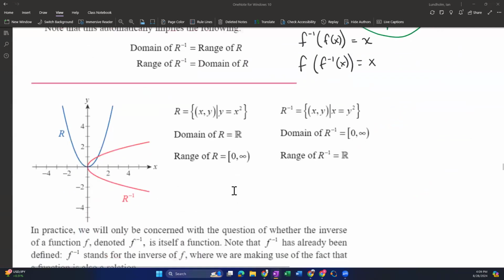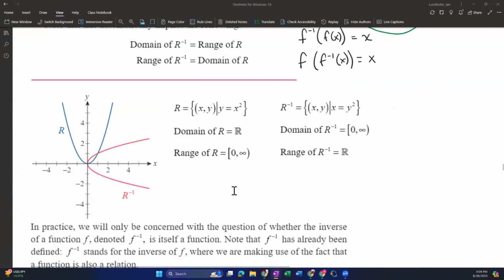So if we go down here and we start looking at these parabolas, I want you to notice a few things. First thing is, there is a nice line of symmetry across the line y equals x. When we use the line y equals x there, it's like a mirror image reflection across that whenever we have a function and its inverse. Super cool.